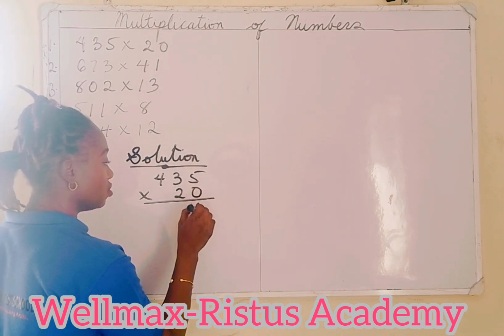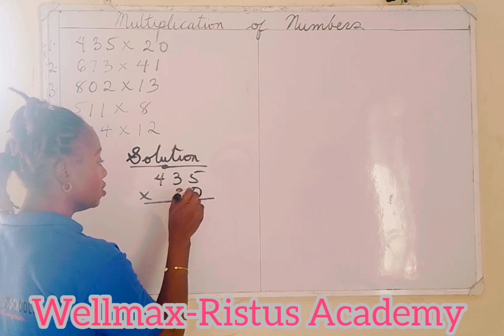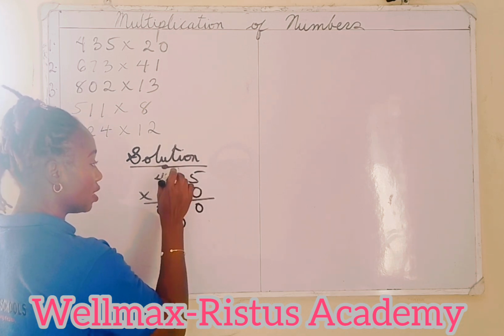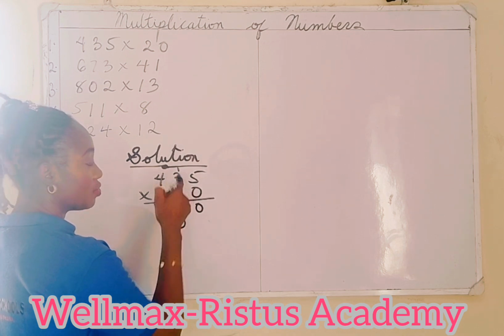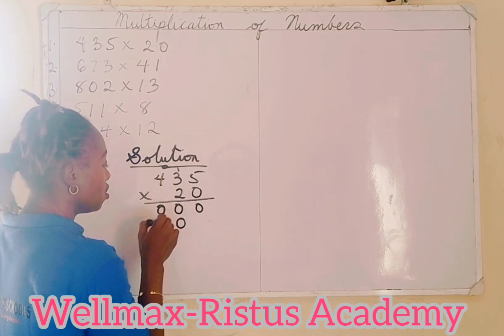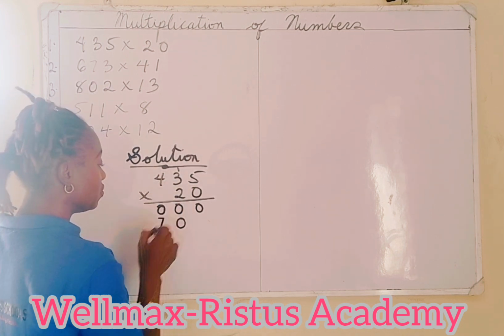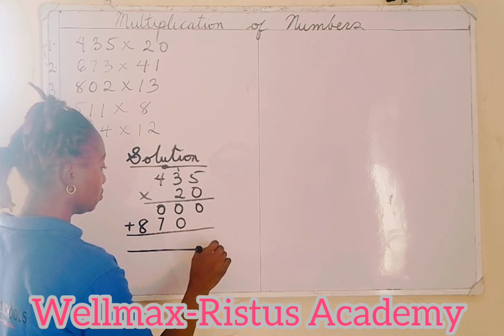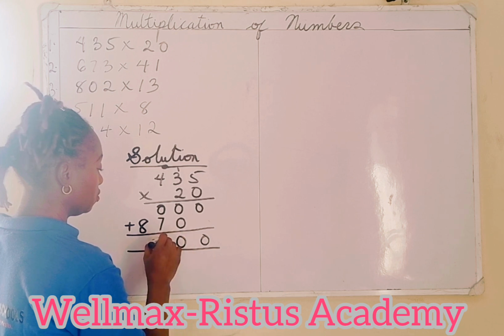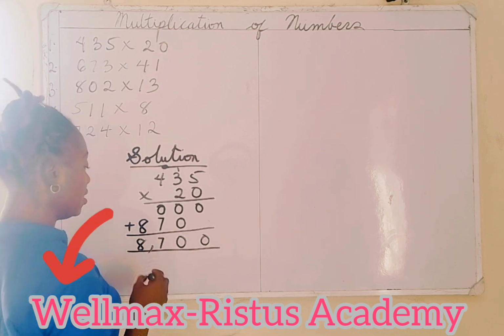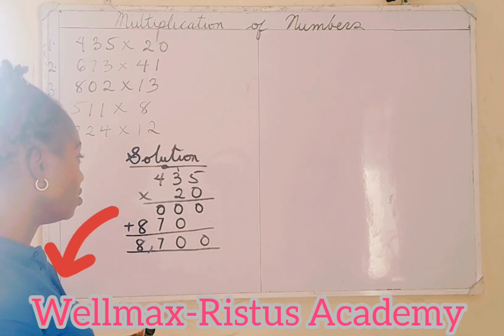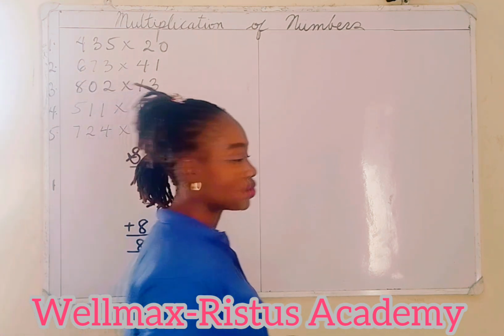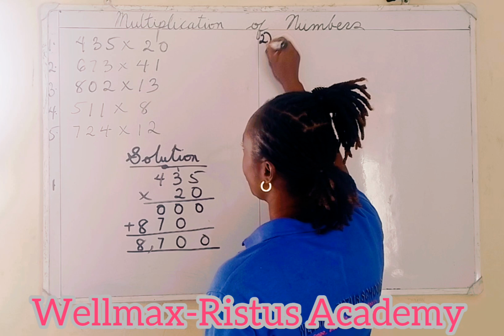0 times 5 is 0, 0 times 3 is 0, 0 times 4 is 0. 2 times 5 is 10, write down 0 and carry 1 up here. 2 times 3 is 6, then 6 plus 1 up here is 7, and 2 times 4 is 8. Then we add. And our answer is 8,700. I hope it's easy. Easy peasy lemon squeezy.